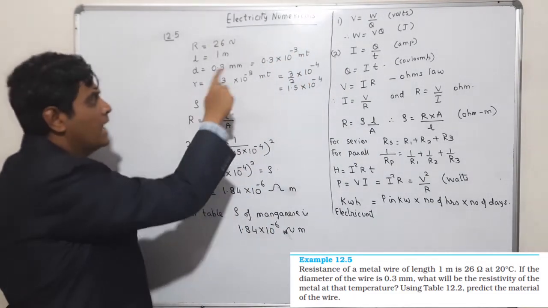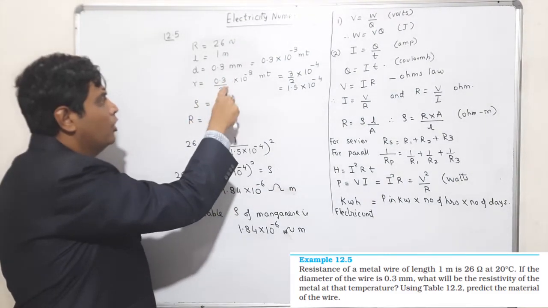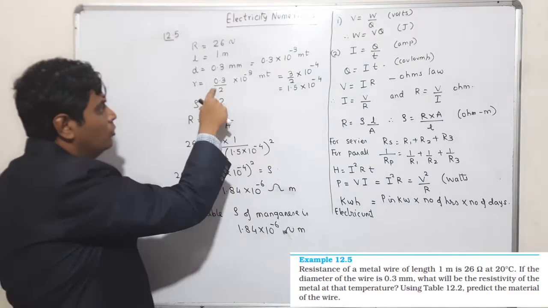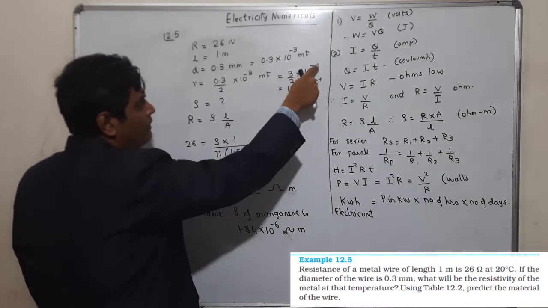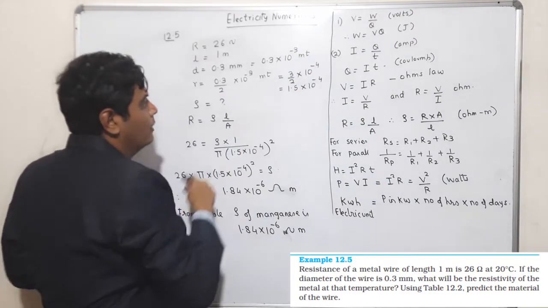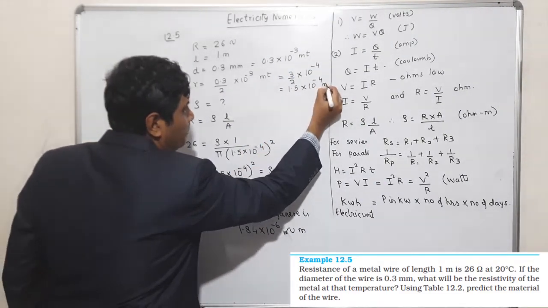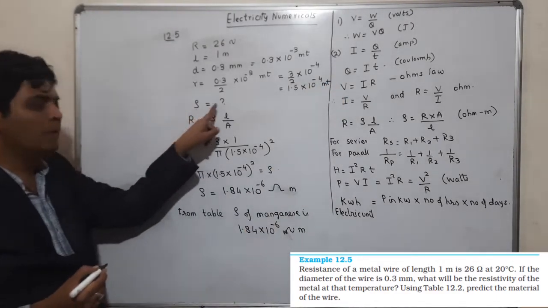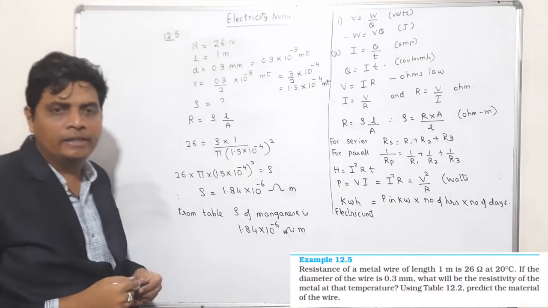What will be the radius? Diameter upon 2. So 0.3 upon 2 into 10 raised to minus 3. 0.3 can be written as 3 into 10 raised to minus 4, so this becomes 1.5 into 10 raised to minus 4 meter. You have to find the specific resistance and predict the material.